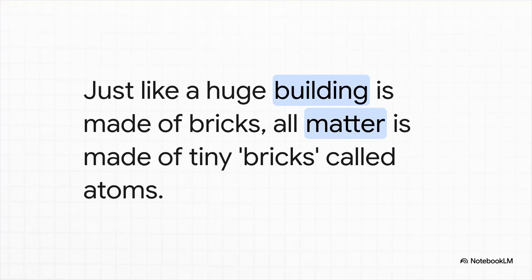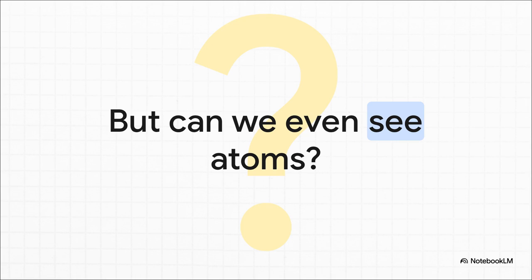The easiest way to think about it is this. Just like a large building is made up of many individual bricks, everything around us, all matter, is made up of atoms. The desk you're sitting at, the air you are breathing, even you are all made of countless atoms. Now, a very logical question comes to mind. If everything is made of atoms, why can't we just see them? That's a very good question.